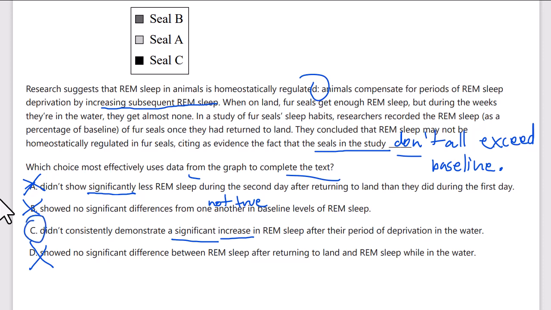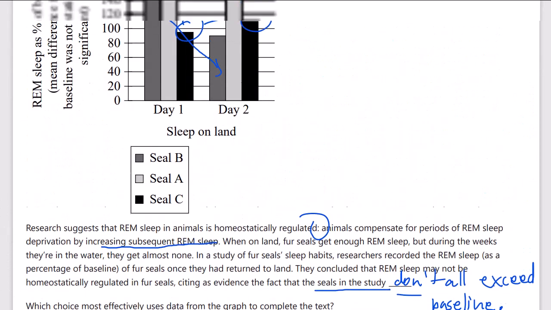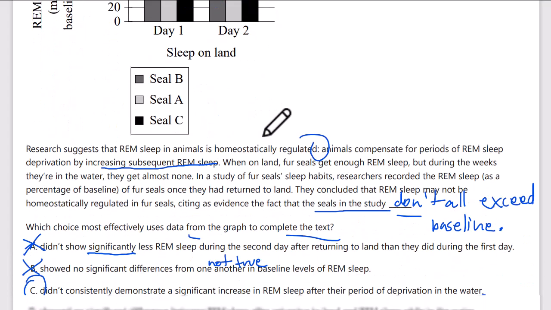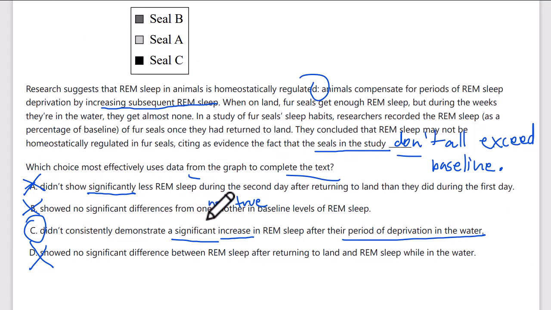Didn't consistently demonstrate a significant increase in REM sleep after their period of deprivation in the water. I might say this a little differently. They didn't show really much more than baseline consistently. 3 out of the 6 seal days were at and around 100%. So only half of them needed excess of baseline. This is not quite saying that they consistently demonstrated a significant increase. I don't like the word increase here. D, no significant, and that's too extreme as well.